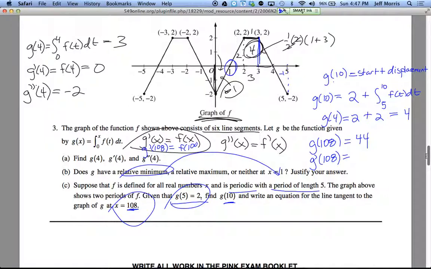Oh, it's the point there. It's just the point at 3, which is what? 2. We've got the point, we've got the slope. So it's y minus 44 equals 2 times x minus 108.